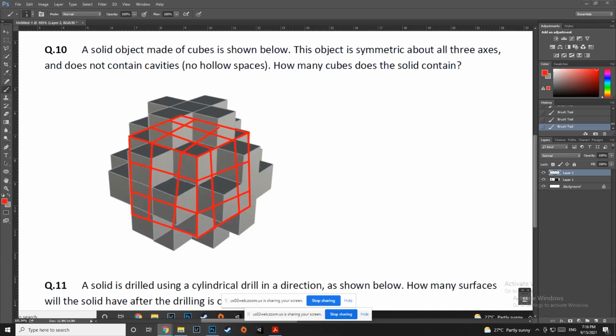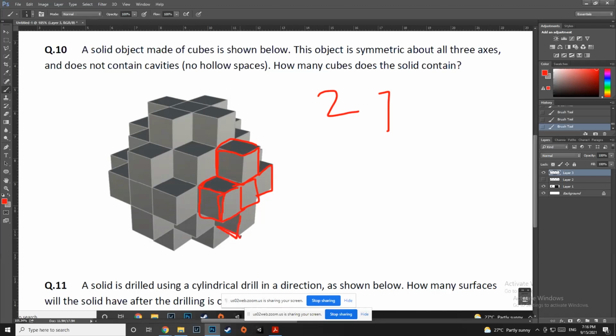So how many cubes will be there inside? Yes, Archana, exactly like a Rubik's Cube. So how many cubes will be there in that? A 3 by 3 by 3, how many will it give? 27, very nice. So 27 we already got. And then we can see that there are 1, 2, 3, 4, and 5. 5 extra cubes on each side.